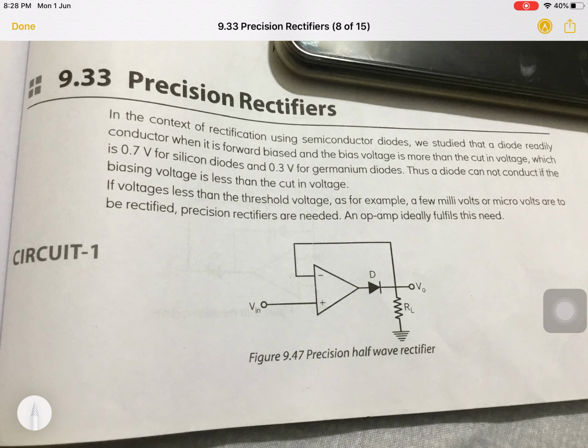Let's say I have to do rectification for a signal in the range of millivolt. It means I have to rectify a signal whose peak value is in the range of millivolt. If the peak value of the signal is in the range of millivolt, it cannot be rectified by a simple rectifier, because the diode requires at least 0.7 volt to switch on. So in that case, we use the precision rectifier. It is a half wave rectifier circuit, just with an op-amp.